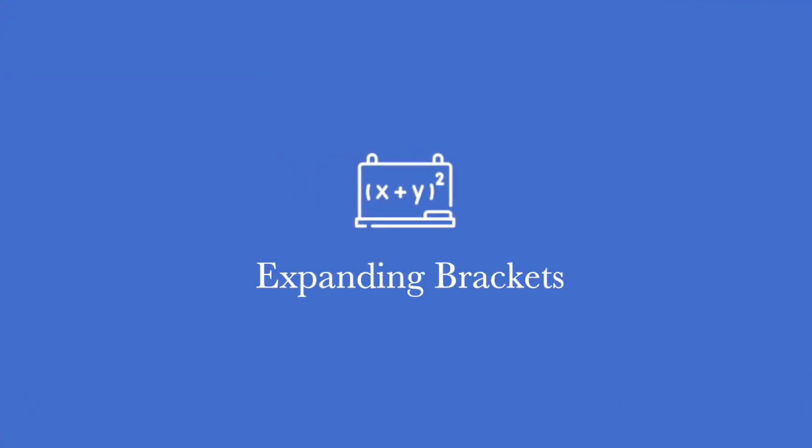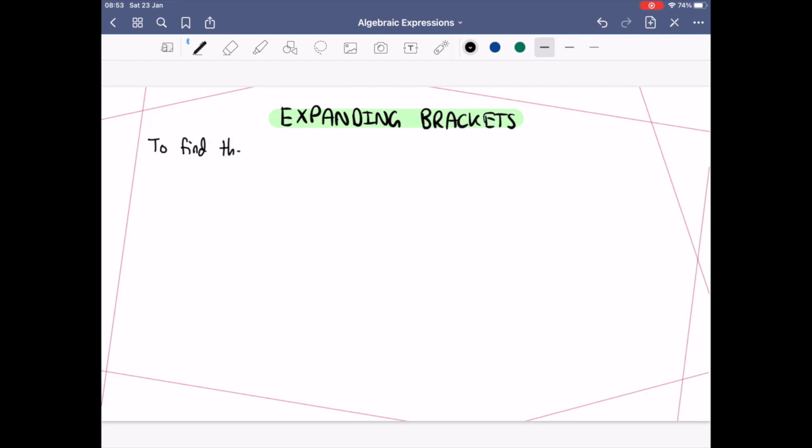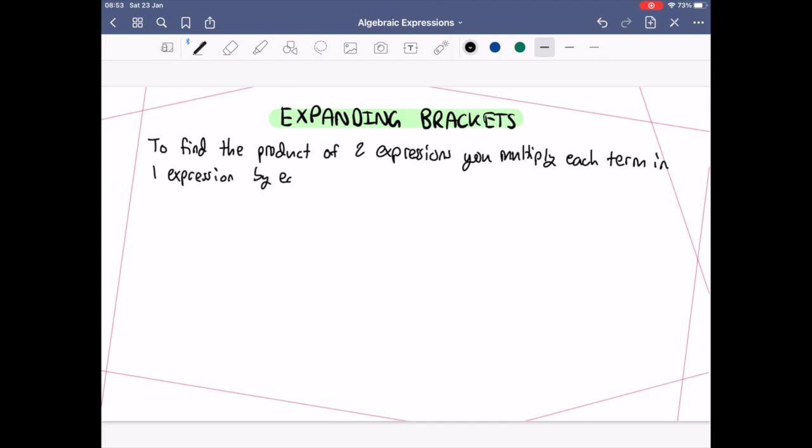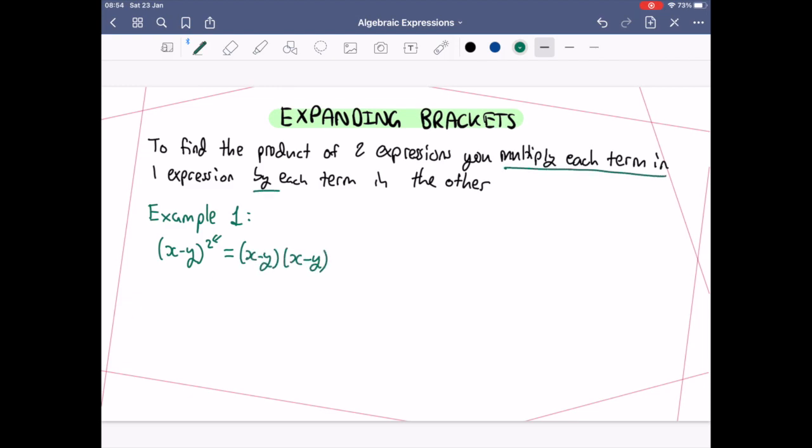Next we move on to expanding brackets. To find the product of two expressions, you multiply each term in one expression by each term in the other. So here we can see from example 1, if we have (x minus y) squared, this means that it comes twice, so (x minus y) times (x minus y). Multiply x by x, and x by minus y, and minus y by x, and minus y by minus y.